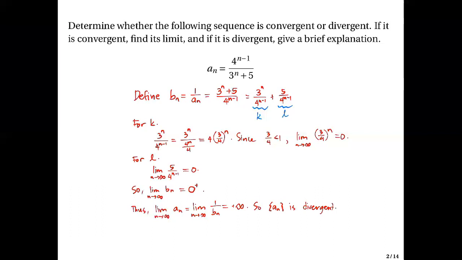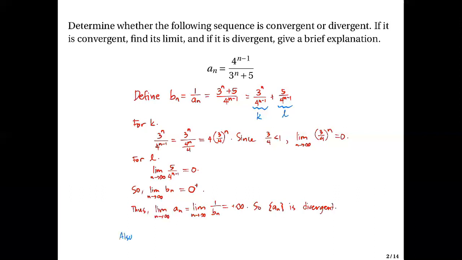So this is one way to determine whether this guy here is convergent or divergent. Another way is, well, you can define your a sub n as a function by replacing n with x. Then you can apply L'Hopital's rule. And still you will get plus infinity. Okay? So let me remark that.